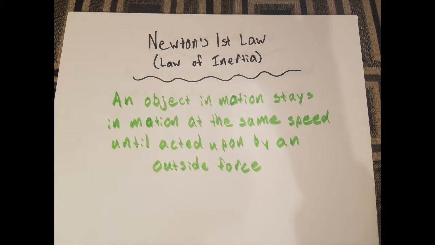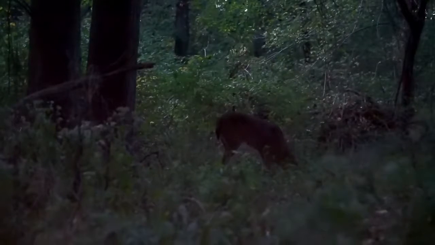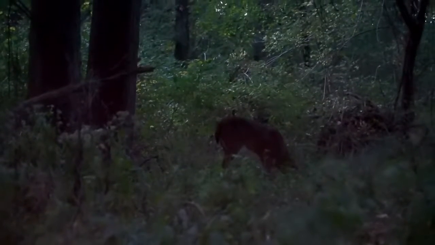So Newton's first law, also known as the law of inertia, is an object in motion stays in motion at the same speed until acted upon by an outside force. In this video coming up, you'll see the lady pulls her arrow back, and as it's released it goes the same speed if you're not counting air resistance and all that, and it stops when it hits the deer.